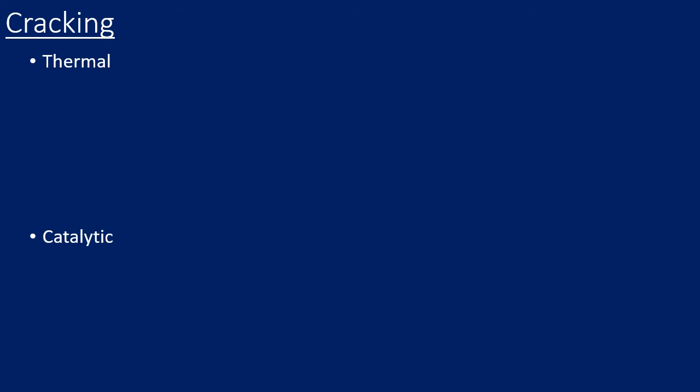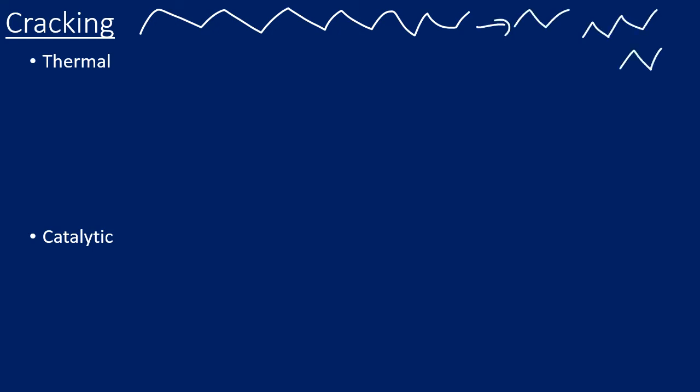So cracking is a process used to take those longer, less useful chains. So let's just take an example here. Take a long chain that's not very useful. And cracking is taking that long chain and breaking it into several shorter chains. We also end up making alkenes in that process as well. Okay, and we'll talk about that in a moment.